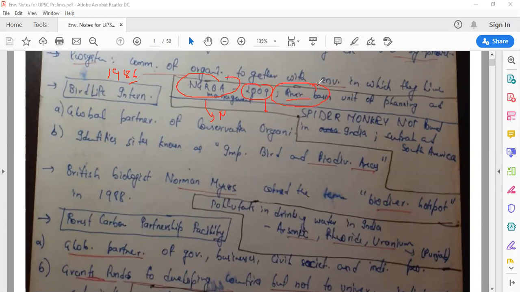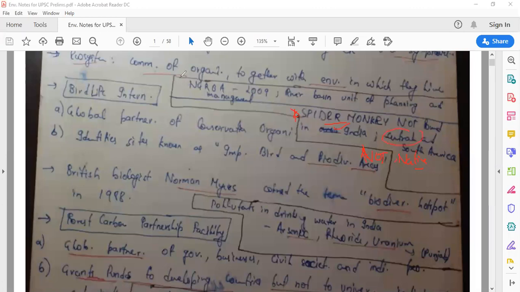Now the next question: why are we talking about the spider monkey? Because again, UPSC has asked a question in which they asked which of the following organisms are not native to India. So the spider monkey is not native to India. It is found in Central and South America.